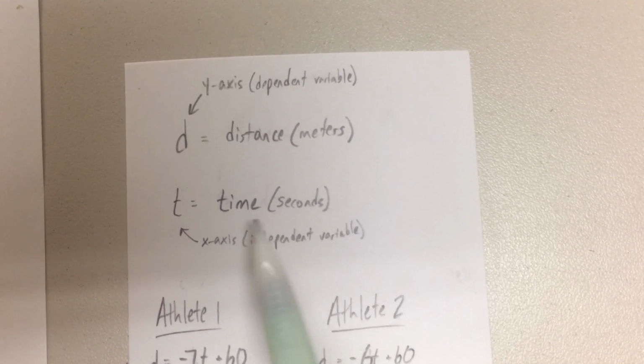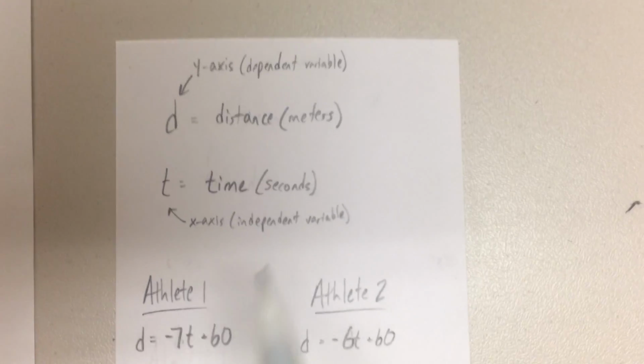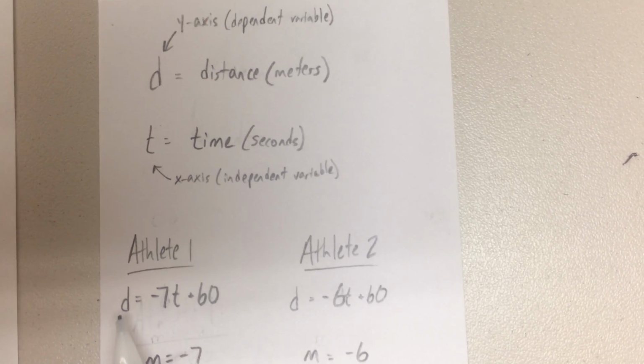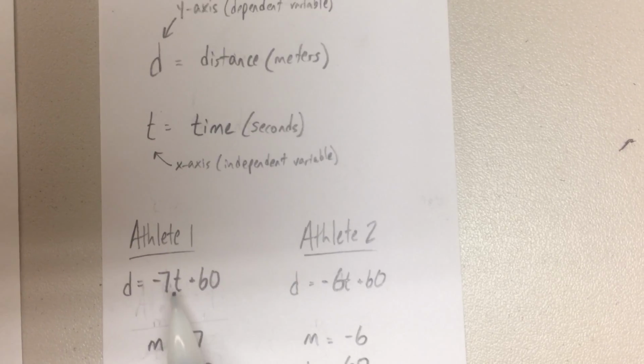It's our independent variable, time, and then d is going to be our distance. So you can also determine that from looking at our equation. If this is slope-intercept form, d is in our y's place, so y equals mx plus b.